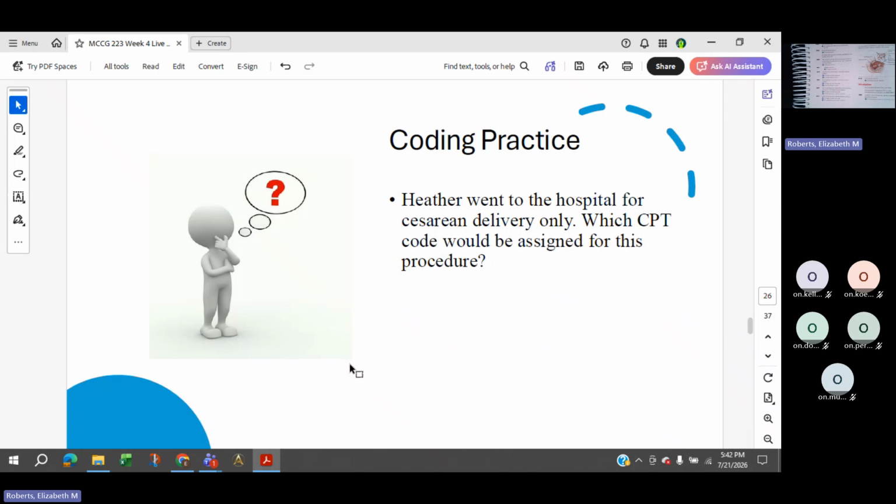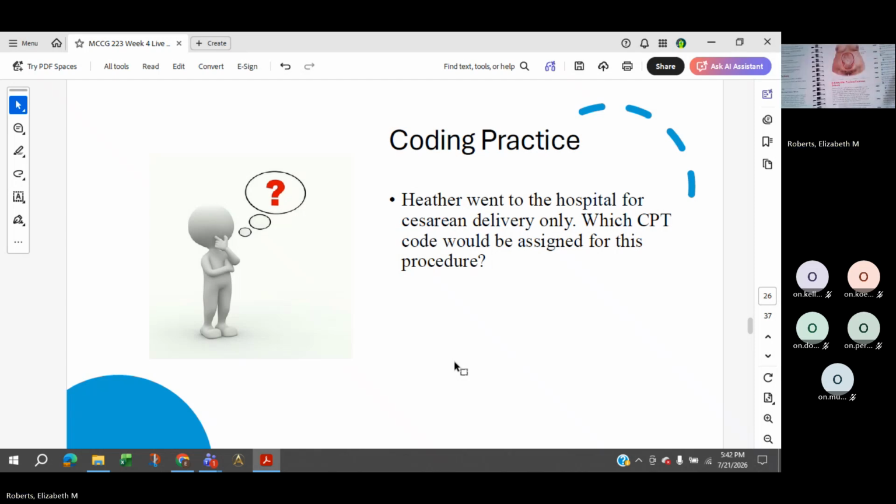Let's do another one here. Heather went to the hospital for cesarean delivery only. Which CPT code would be assigned for this procedure? Now this one I am going to show you directly because I know where this one is. You're going to go to delivery in the index. Then there's a bunch of types of delivery, right? Delivery only, delivery, there's 4 different types of delivery. There's vaginal, cesarean, vaginal after cesarean, and then there's attempted vaginal after previous cesarean, which is actually transitioned to a cesarean. So a couple of 4 different types there.